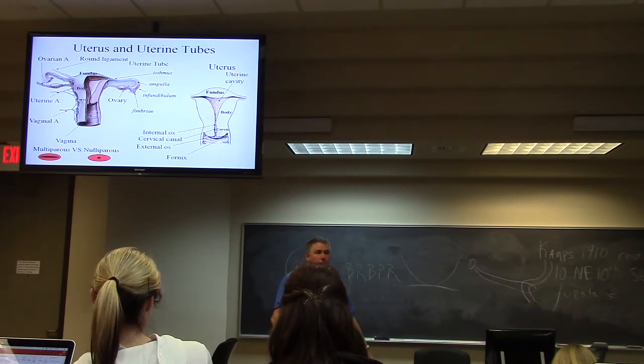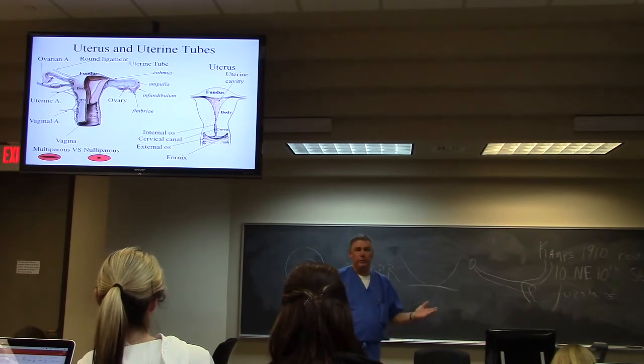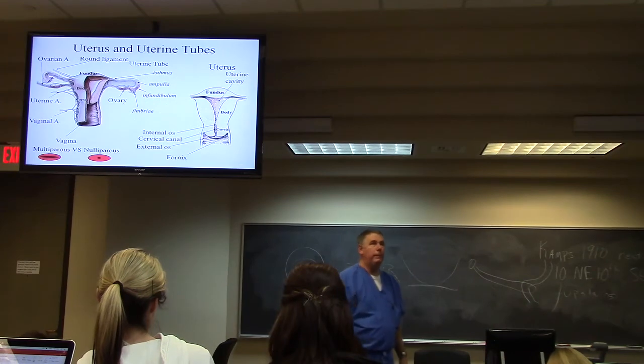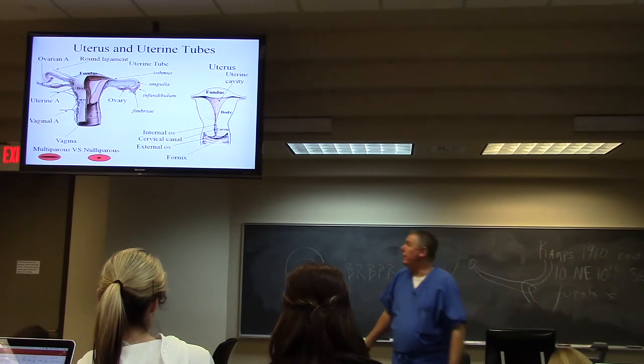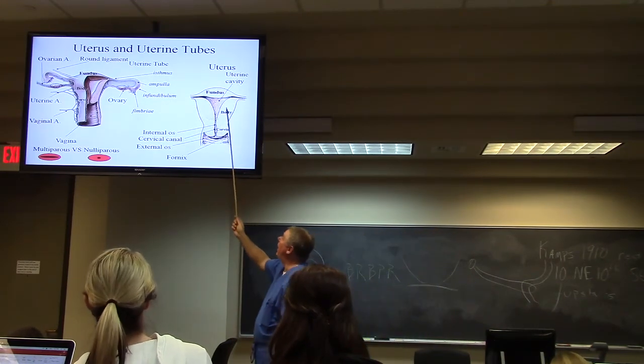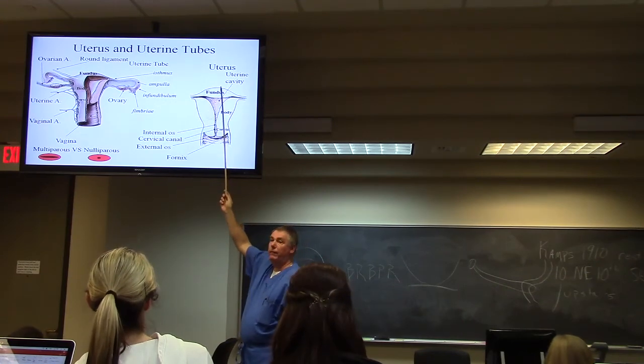But when you're doing a pap smear, if they tell you that the transition zone was not sampled, then you have a worthless result. You've got to go redo it. All right, so there's the cervix. Above the cervix is the body. The top of the uterus is called the fundus.